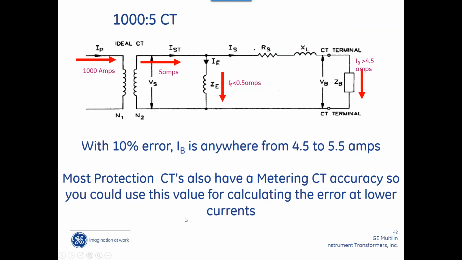This is actually the Thevenin equivalent of the current. So what happens is we actually lose that 10% current right here in the magnetization. So what can happen is out here on the terminal voltage, because of that 10%, you can see anywhere from 4.5 to 5.5 amps on the secondary because of the way protection CTs are designed. The reality is, as I mentioned, most have a metering CT, so we usually have a much better accuracy than even what the standards require.